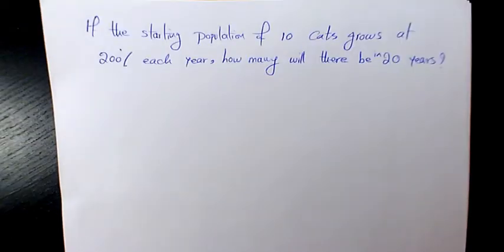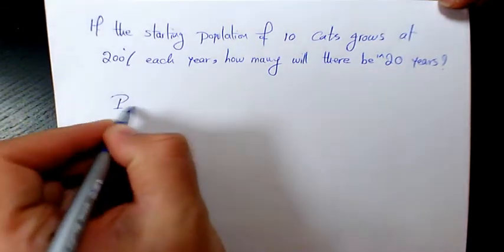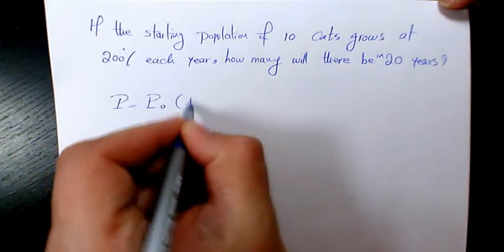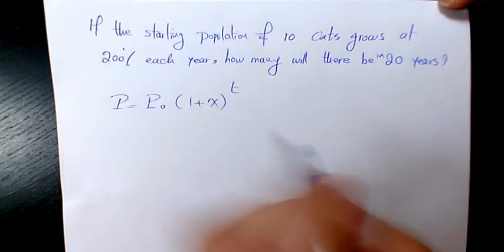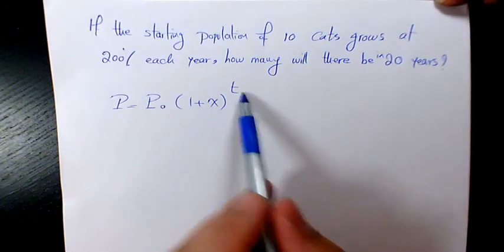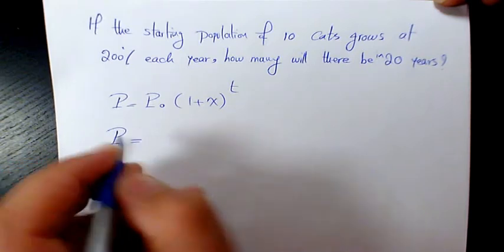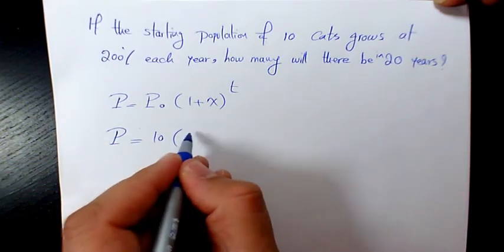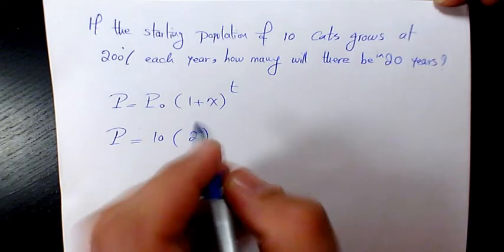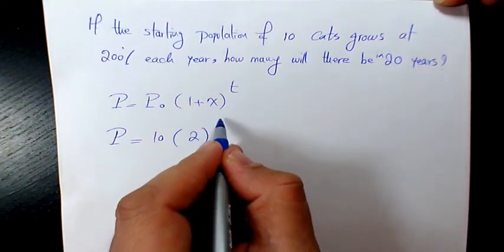So next example, it says if the starting population of 10 cats grows at 200% each year, how many will there be in 20 years? So we're going to say P equals P naught times 1 plus x to the power of t. Since this is every year, it's t divided by 1, which is just t. So P equals 10 times, it tripled, so it's going to be 3 to the power of t. t is going to be 20 years.